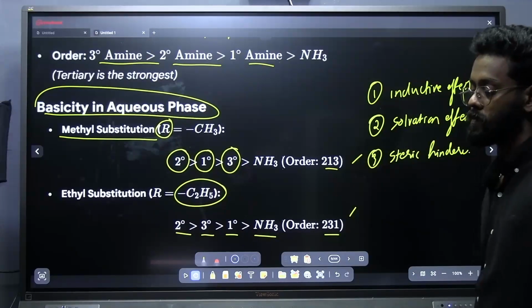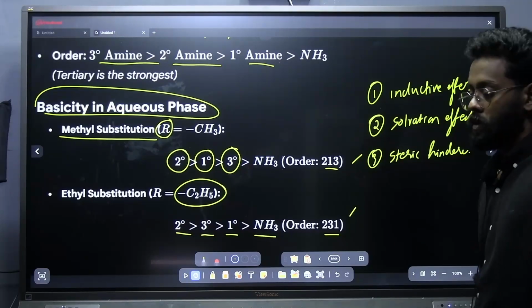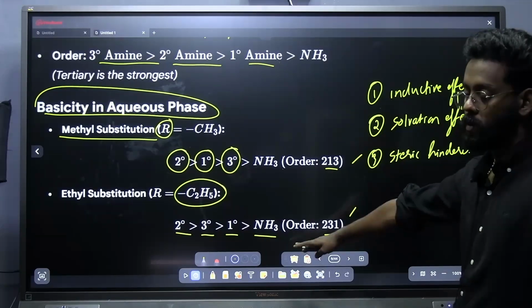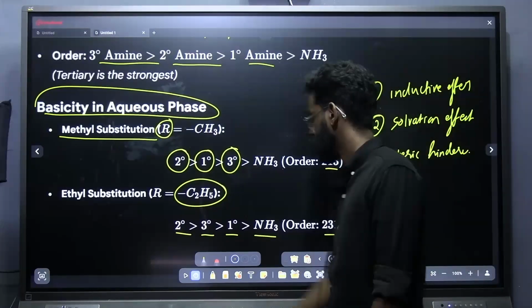Shall I move, students? Are you done? Just note down these points, that is only enough. Yes.